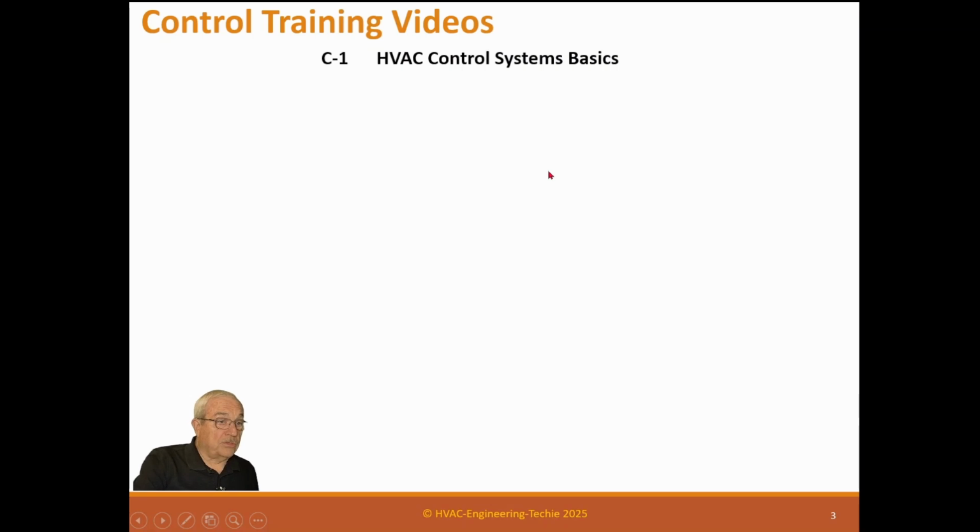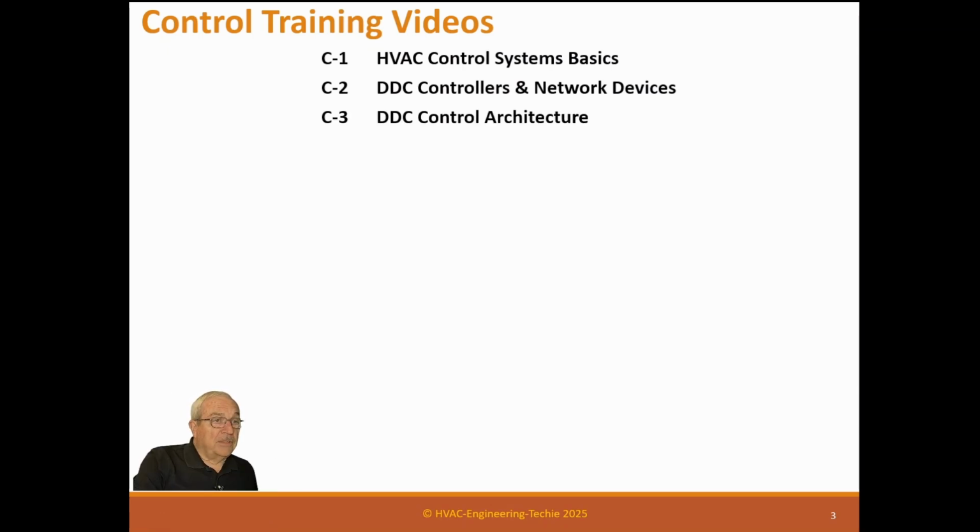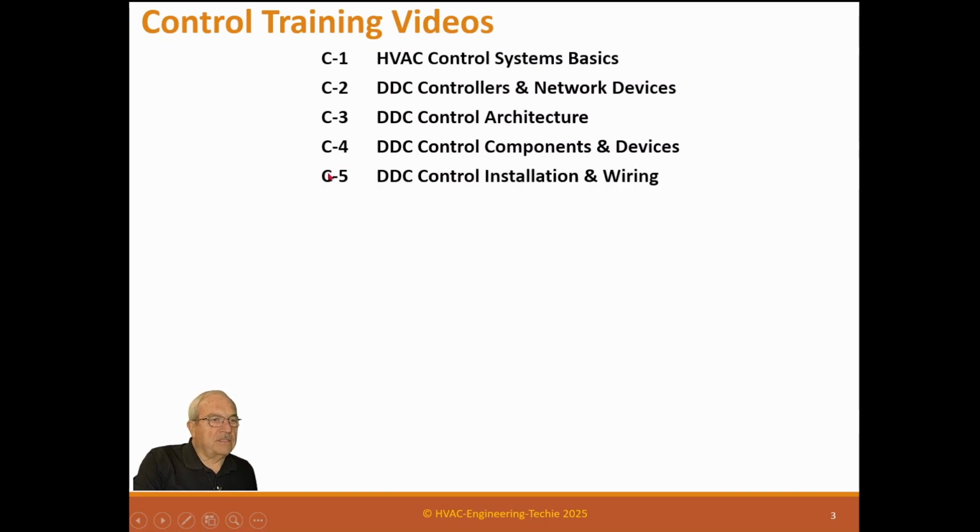C1 was the control system basics that you need to understand the language and the acronyms for controls. DDC control network devices explains the devices that are used to communicate around the network. And in the DDC control architecture, C3 lays out the networks and shows you how we use networks. C4 is DDC control components and devices. C5 is DDC control installation and wiring. Tells you what's important about wiring and how to make sure that the wiring doesn't degrade the performance of the system.